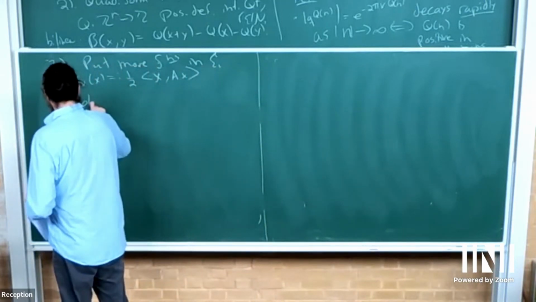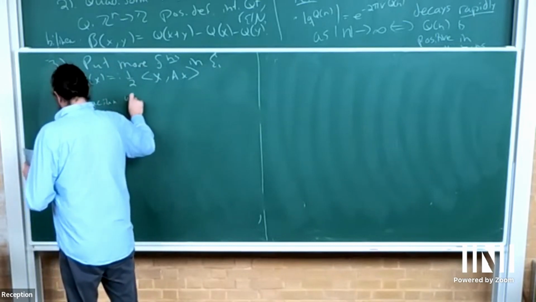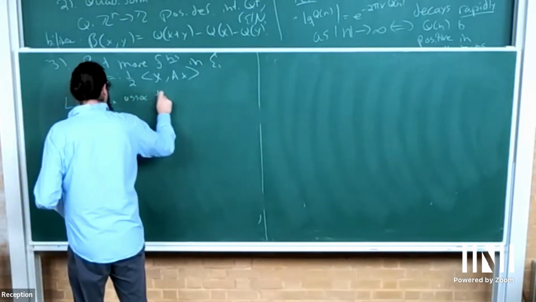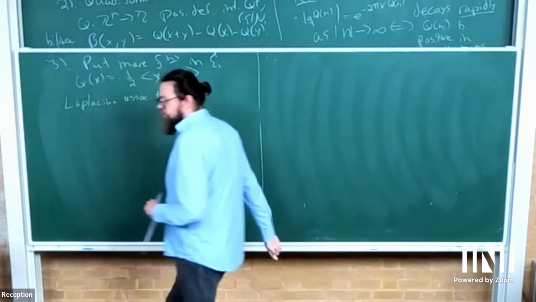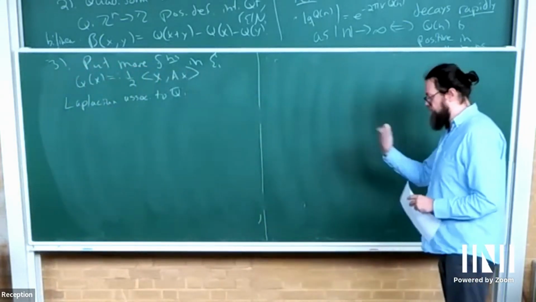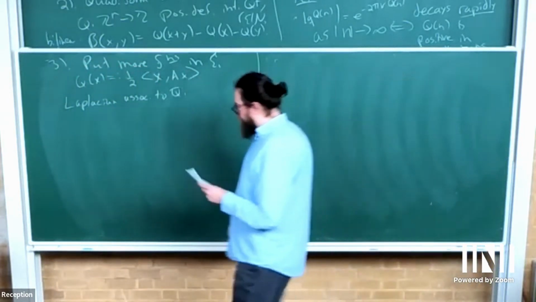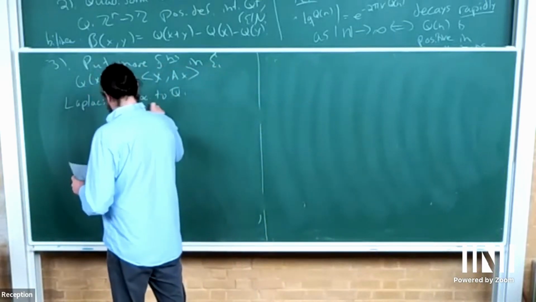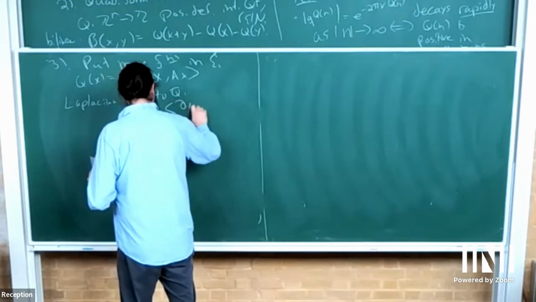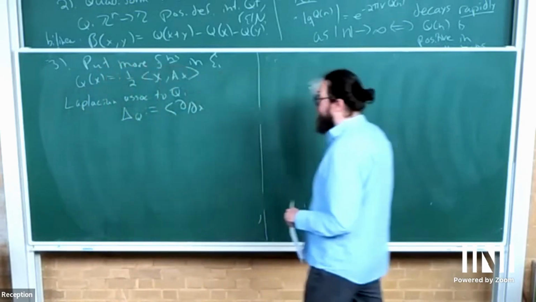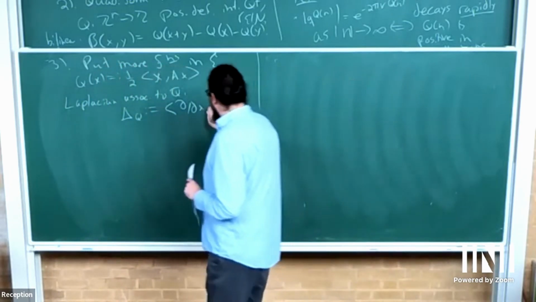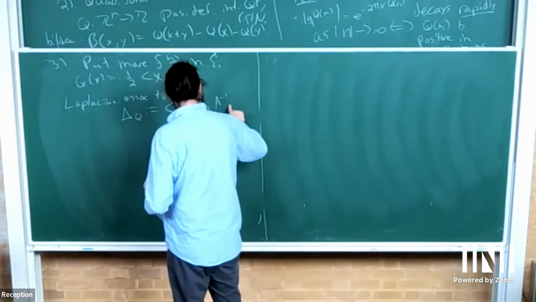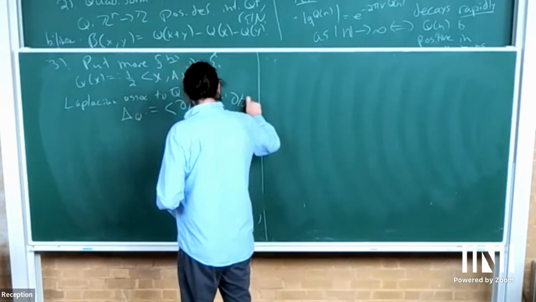So we also have the Laplacian associated to q, which is like the standard Laplacian but rescaled in terms of this quadratic form. Okay. So delta, the Laplacian sub q, is defined to be the inner product of d/dx, the vector d/dx1 through d/dxr, and A inverse d/dx.